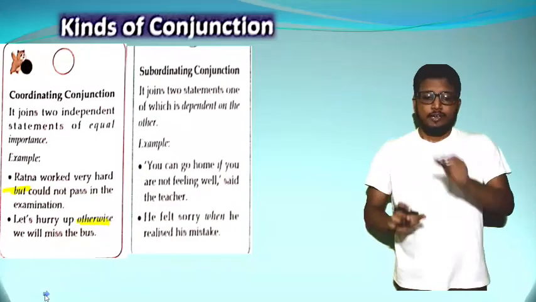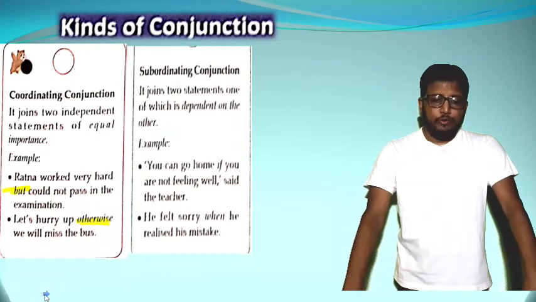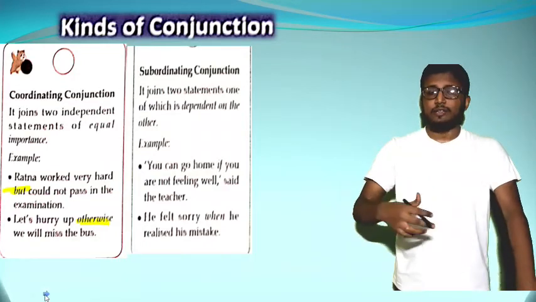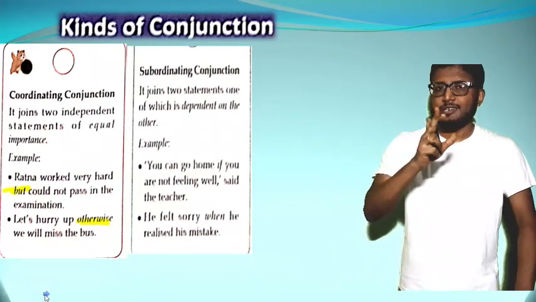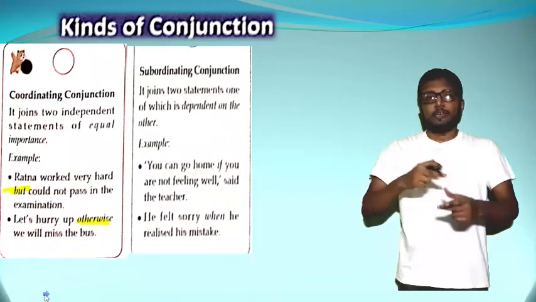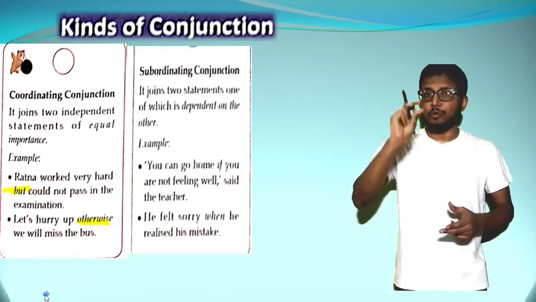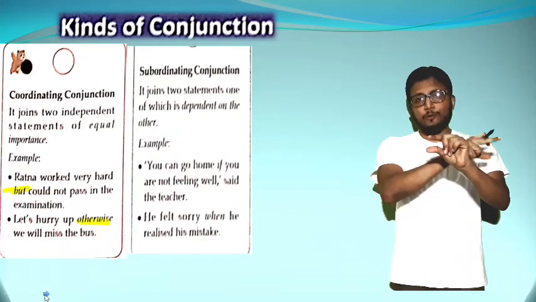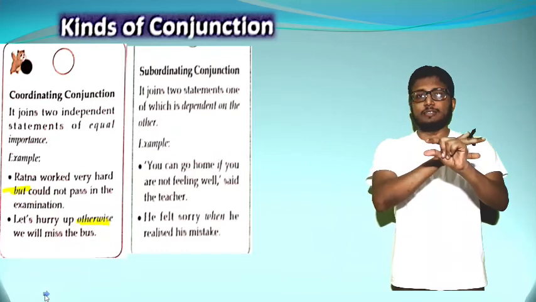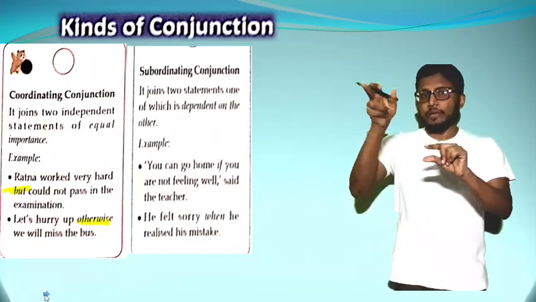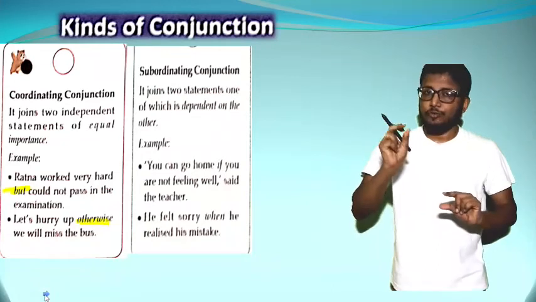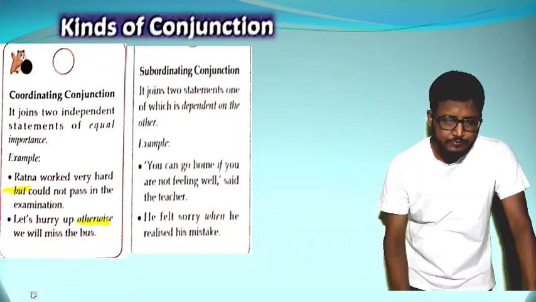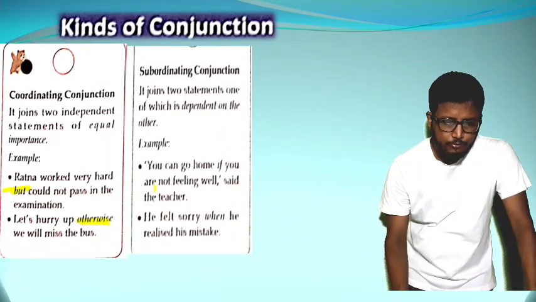dependent on the other. Example: you can go home if you are not feeling well, said the teacher. So the teacher is giving permission to students, you can go home, but if you are not feeling well. So only if you are not feeling well can you go. The word if is suggesting that I can go home, I can take leave, but only if my health is not good. So going home is dependent on a condition, isn't it? So here, if is an example of subordinating conjunction.